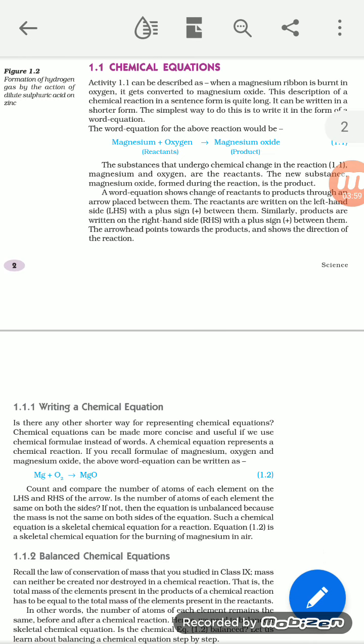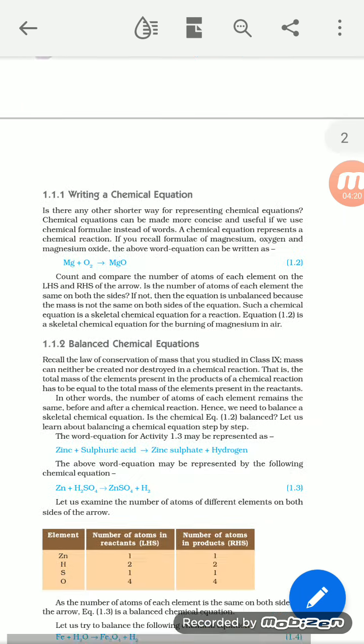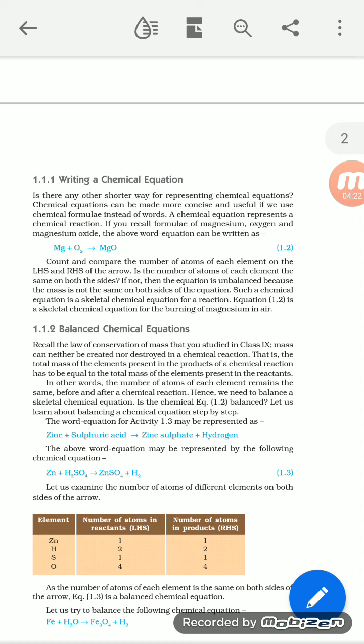Now the question is, what is a word equation? A word equation is an equation where we use words to describe a chemical reaction. You may give this example also. This is a chemical equation. Now, writing a chemical equation: is there any other shorter way of representing a chemical equation?